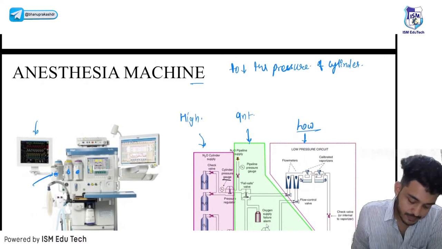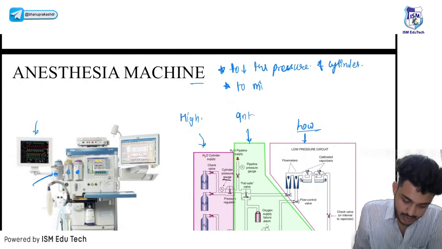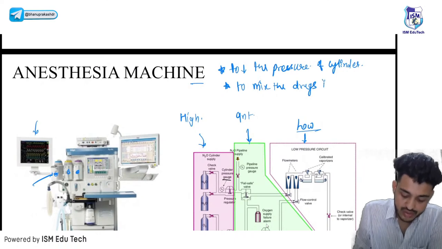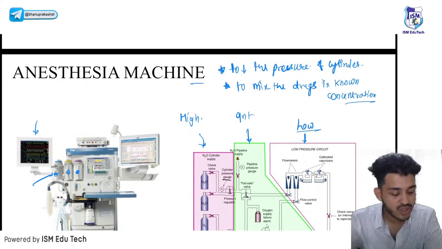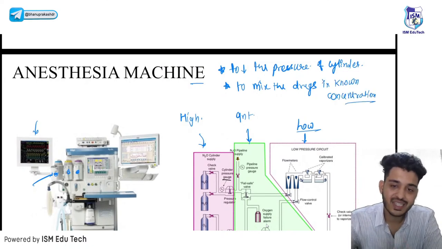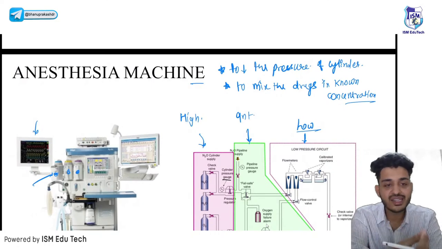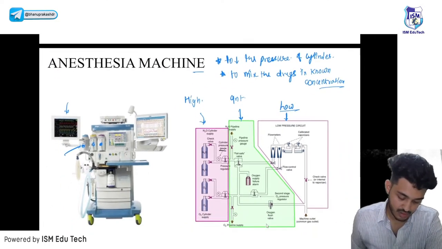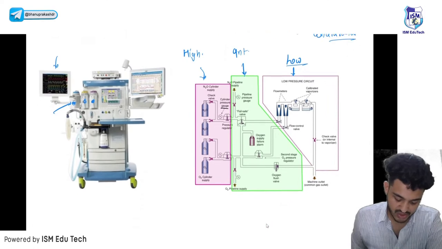The second function will be to mix the anesthetic drugs in known concentration. In known concentration, we need to mix the drugs. Which drug and how much to give will be decided. We can decide it with the help of the anesthesia machine.